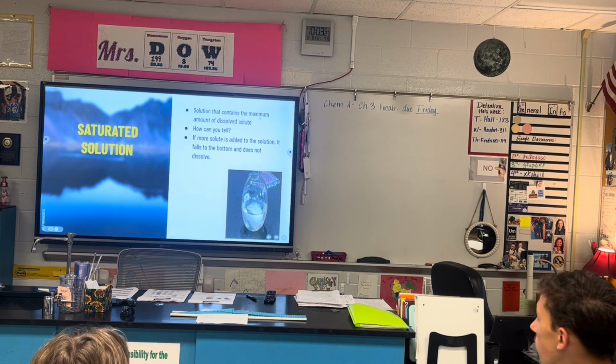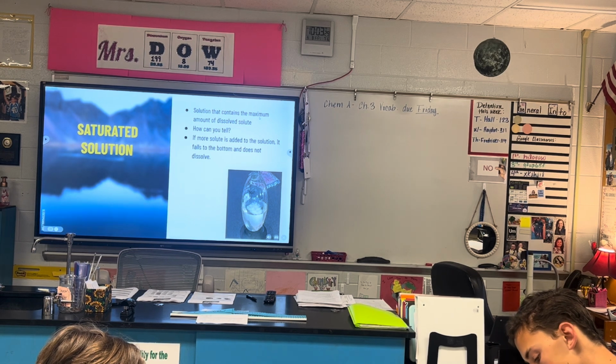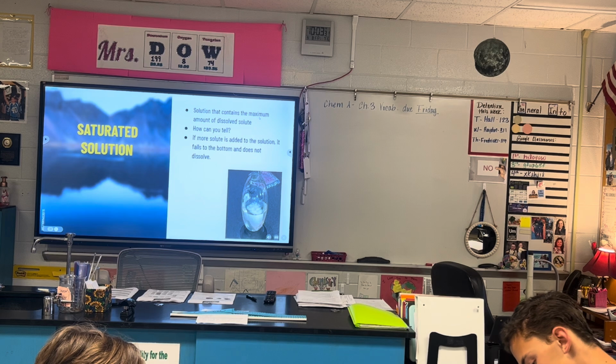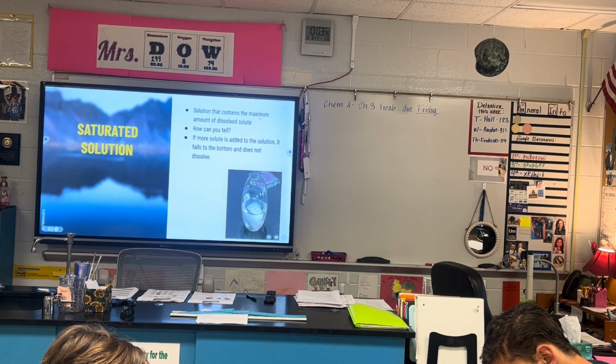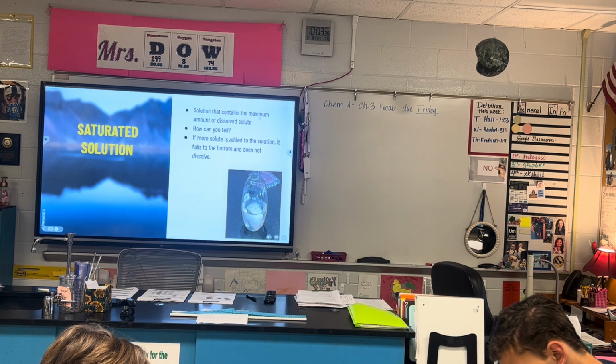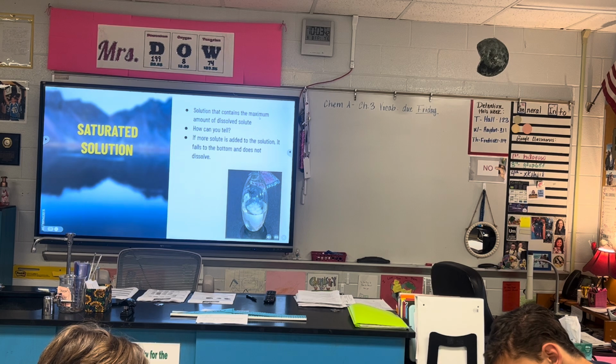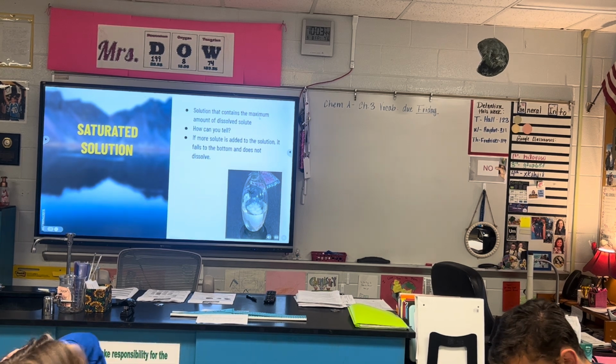So this would be the max amount. It's still dissolved in there, okay? None of it has fallen to the bottom yet. If we added more, it would fall to the bottom because it would not be able to dissolve, okay? So saturated means that this is the maximum amount of dissolved solute.